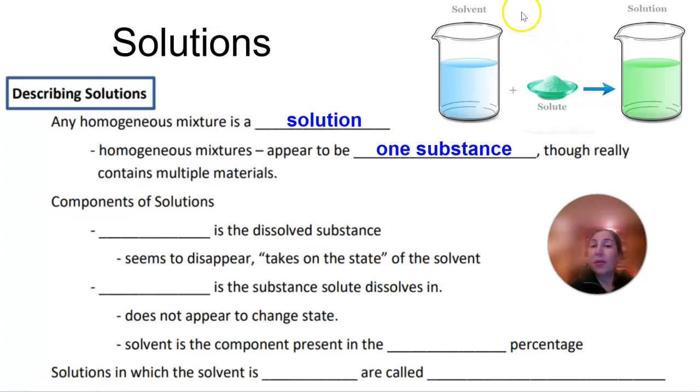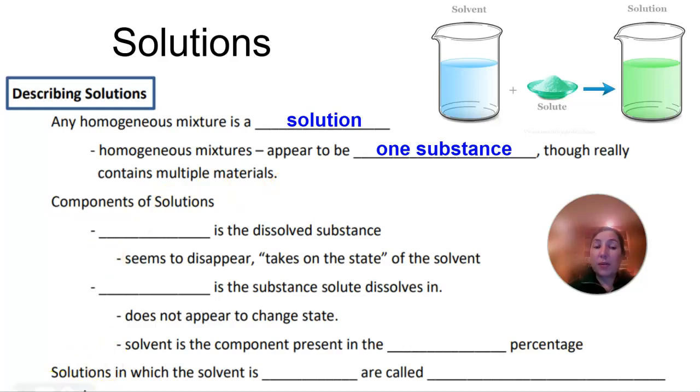So let's look at our example here. We've got our solvent, which looks like water in this blue beaker of blue liquid. The pale blue color makes us think that it's probably water. And then we've got this green solid solute. Let's say that we're dissolving a green colored compound into our water solvent. And then we end up with this green solution, and it looks all the same throughout, like it's just one substance. When they look all the same throughout like that, we call this a homogeneous mixture or a solution.